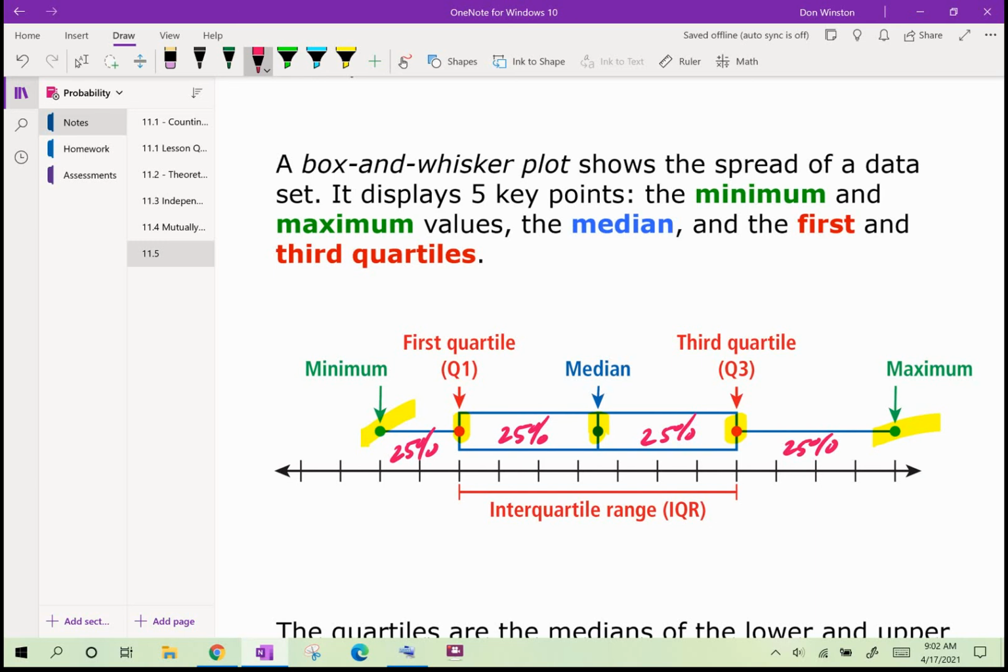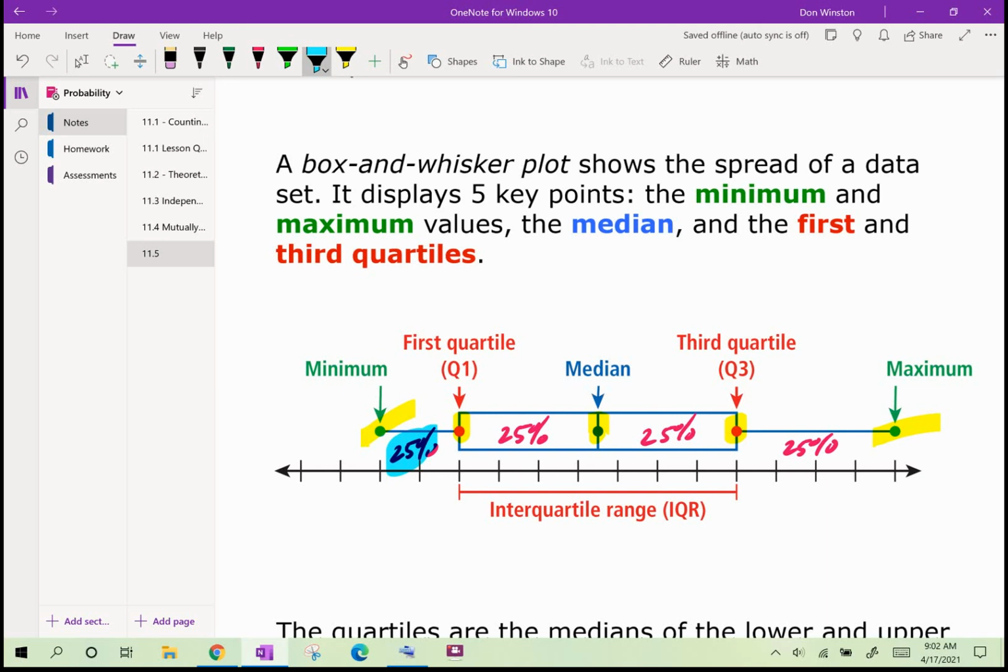First quartile, we have 25%. The third quartile, we'd have a total of 75%. 25, 25, and 25. That's why they're called the first and the third quartile. First quartile meaning we'll have 25% of the data. Third quartile meaning we'll have 75%. So we're 25, 25, and 25.